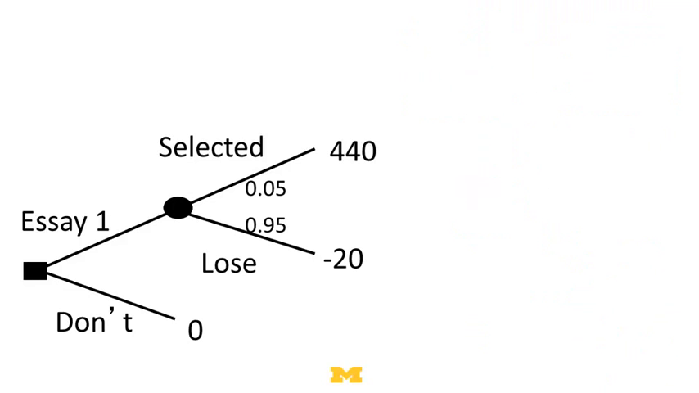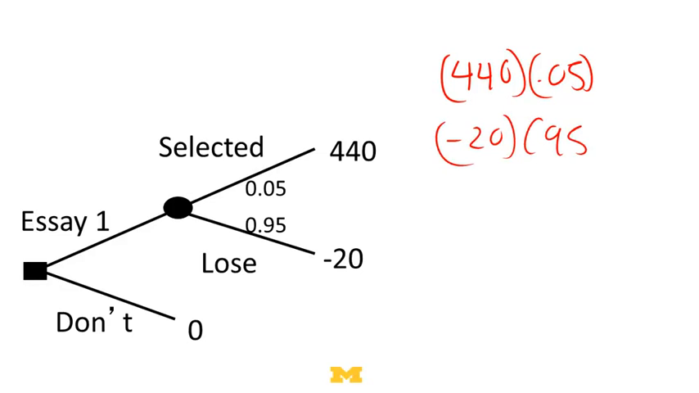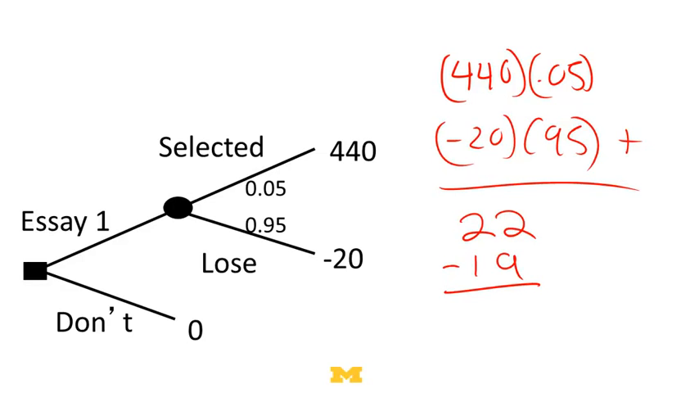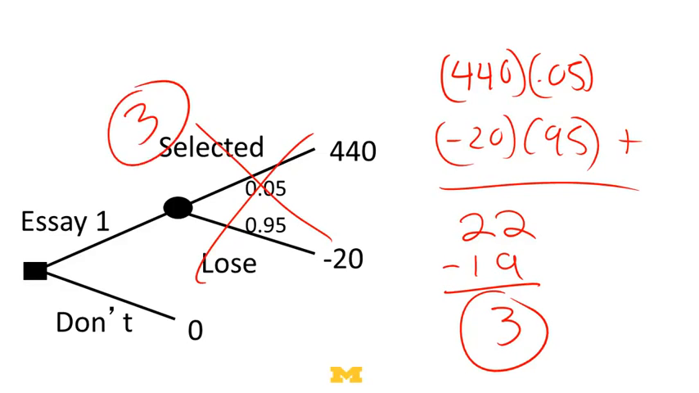If I write essay 1, there's some chance I'm going to get selected. If I'm selected, my expected winning is 440. If I'm not selected, I'm going to end up losing 20. So what's this worth? Well, 440, I'm going to get that 5% of the time. But 95% of the time, I'm going to lose 20. So I've got to add these two things up. Well, 440 times 5% is 22. And minus 20 times 95% is minus 19. So if I add those two things up, I get 3. So I could replace this whole branch, again working backwards, with a 3.